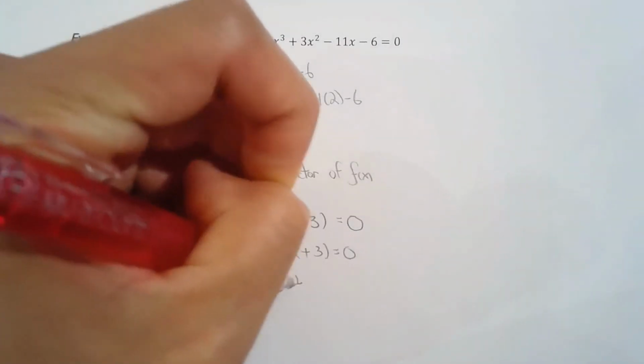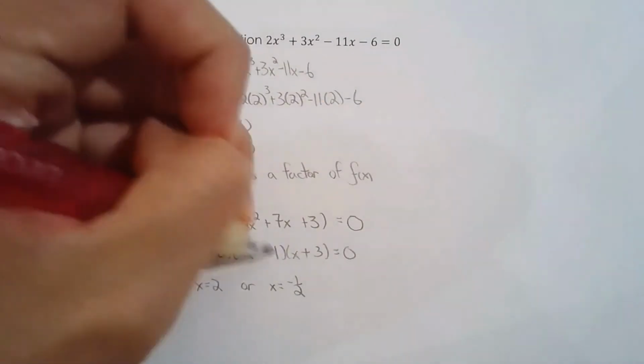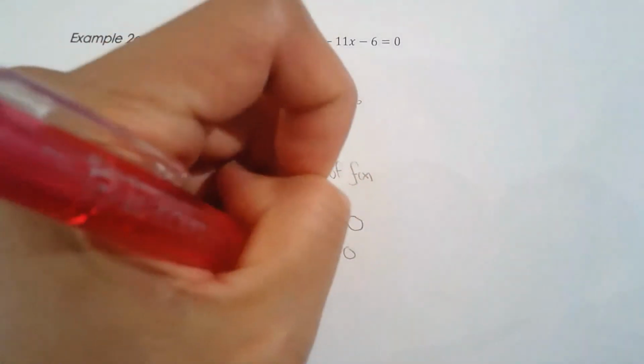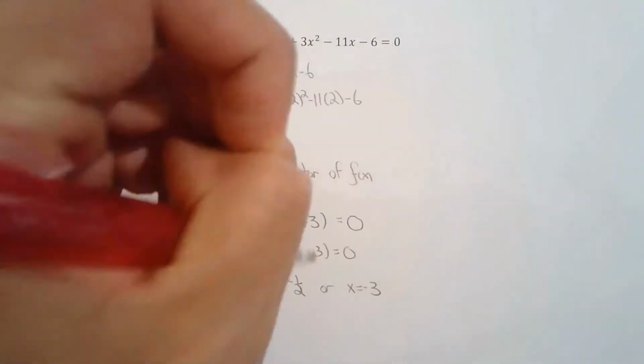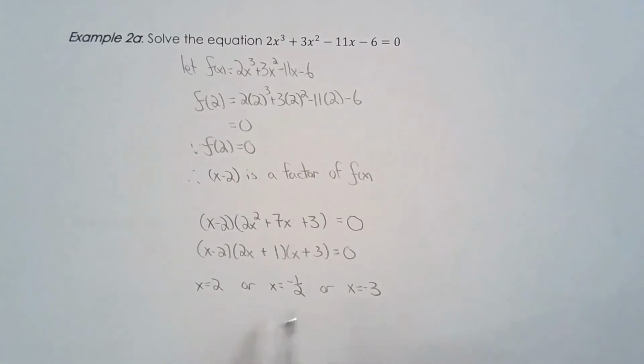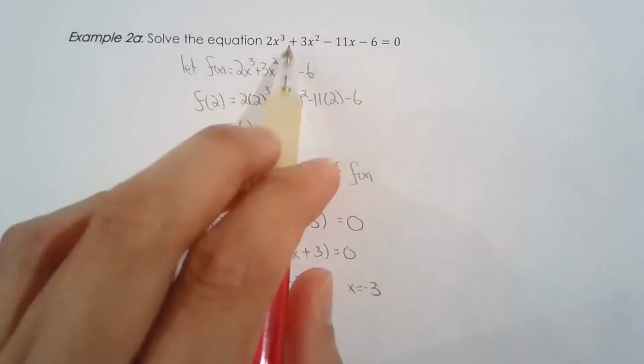Negative half is a root, okay? Because 2x plus 1 is a factor. And finally, negative 3 is a root because I have a factor of x plus 3. These 3 values can solve this equation. It will make left side equal right side.